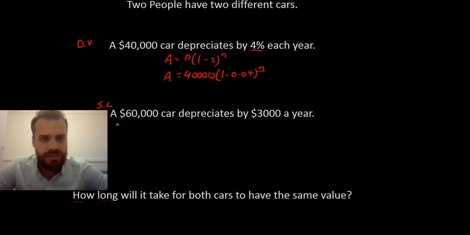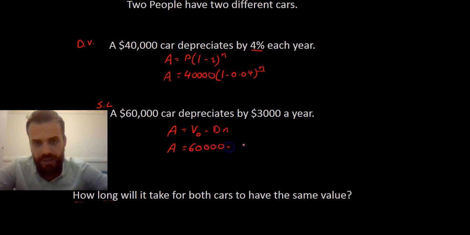Let's look at this second bit here. A $60,000 car depreciates by $3,000 a year. Now I could use salvage value here, but I'm just going to use A. You'll see why in a minute. A equals the initial value minus the depreciation times the time in years. Now that means that A is equal to the initial value, which is 60,000, minus D, which is 3,000, times N, which we don't know. Okay, so both in this equation here and this equation here, we don't know A and we don't know N.